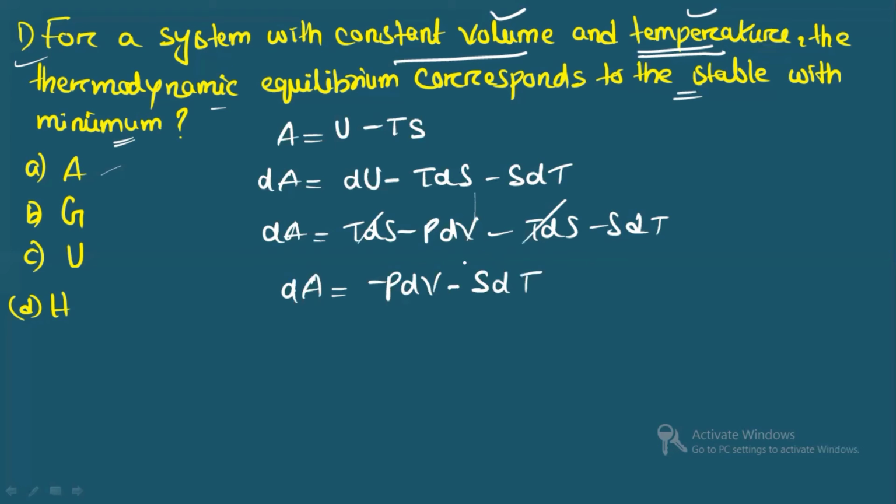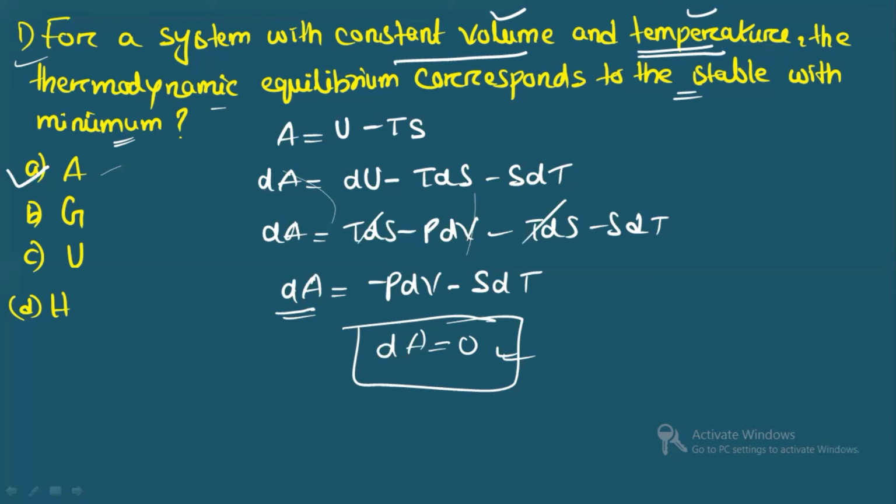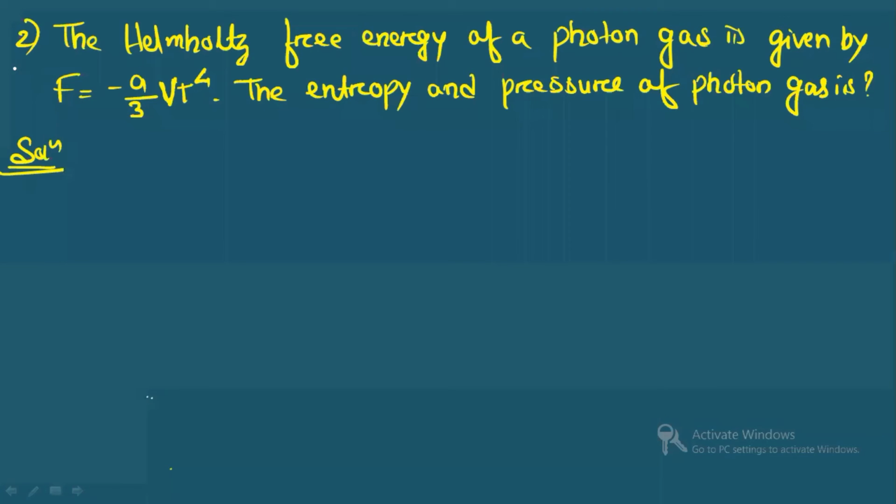Now you see the volume V is constant and the temperature is constant. Then dA equals 0. Yes or no? So for the Helmholtz free energy, this particular condition is satisfied. When the Helmholtz free energy has a minimum value, the system is in stable thermal equilibrium at constant volume and temperature. So the correct option is option A. Clear? Now let's see the next question.